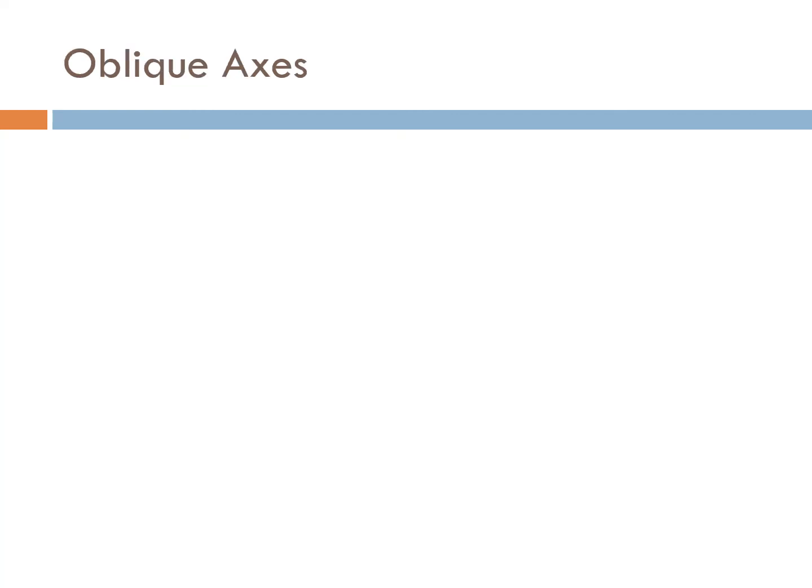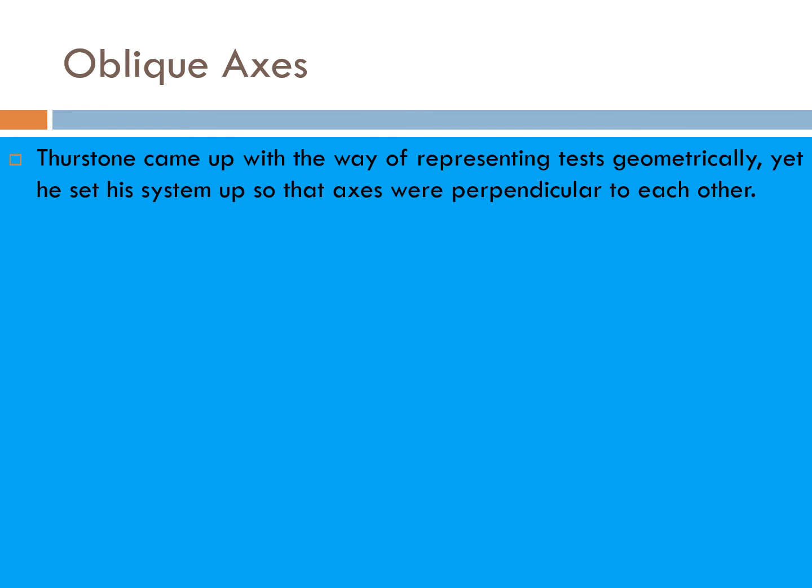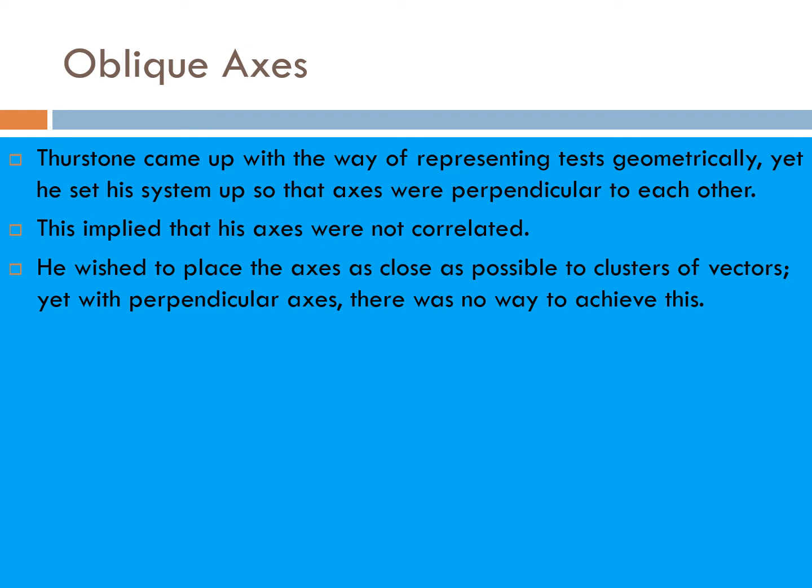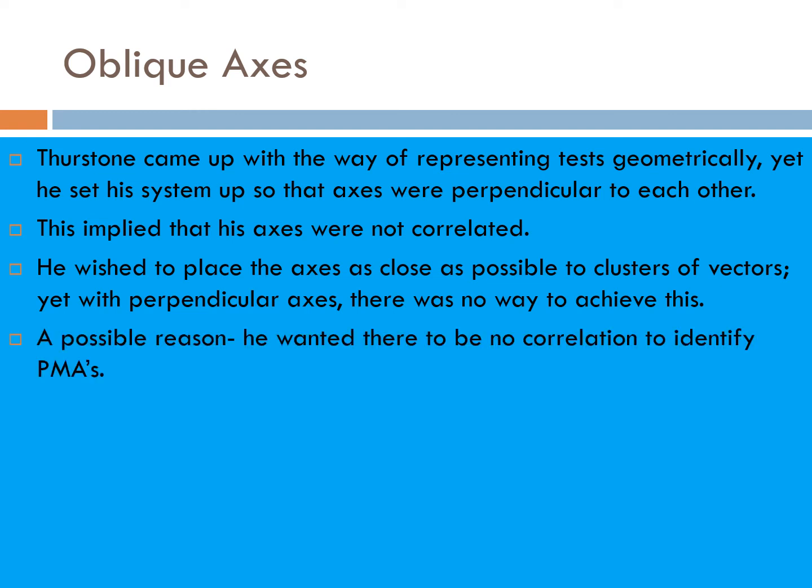Thurstone came up with a way to geometrically represent each of these axes and data that were perpendicular to each other. He called them oblique axes. This implied that his axes were not correlated with one another. He wished to place the axes as close as possible to clusters of vectors, yet with perpendicular axes there was no way to achieve this. A possible reason he wanted there to be no correlation was to identify PMAs.